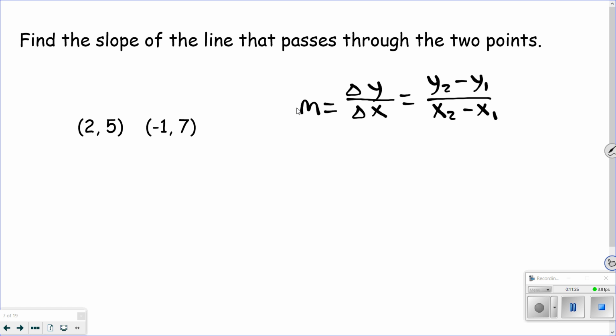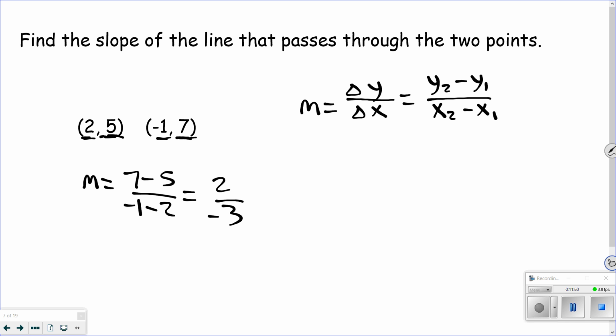The main thing is, look at the y's. So my 2 y's are 7 and 5. So here's what I have to be careful with. If I go 7 minus 5, so I took this one minus this one, I have to go the same direction. I have to go negative 1 minus 2. And then just be careful with your signs. 7 minus 5 is 2. Negative 1 minus 2 is negative 3. And when you have that 2 over negative 3, a positive divided by a negative is just a negative. So we put that negative out in front. So that's my slope right there, which is negative 2/3.